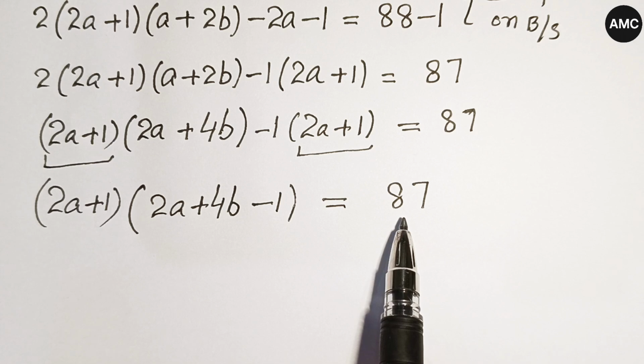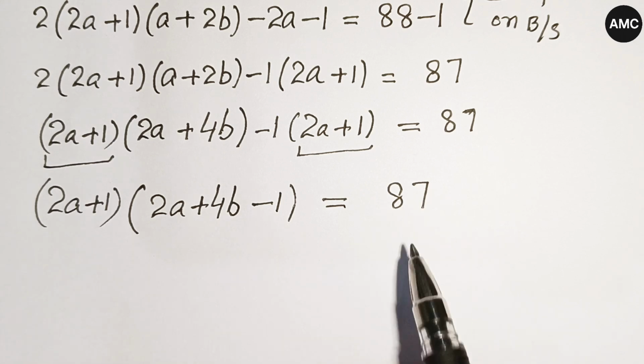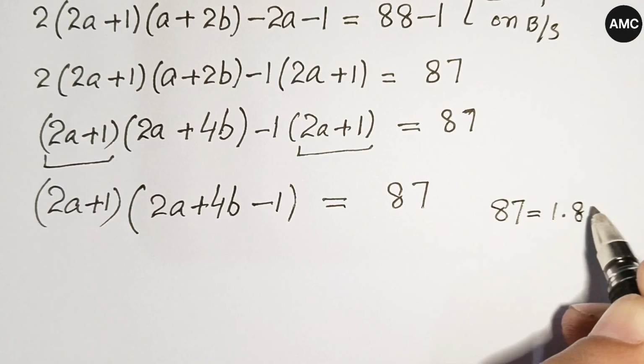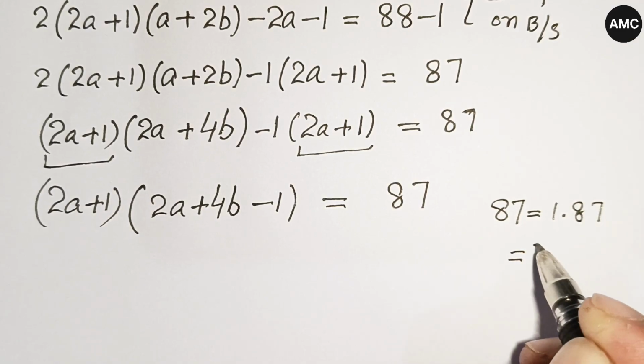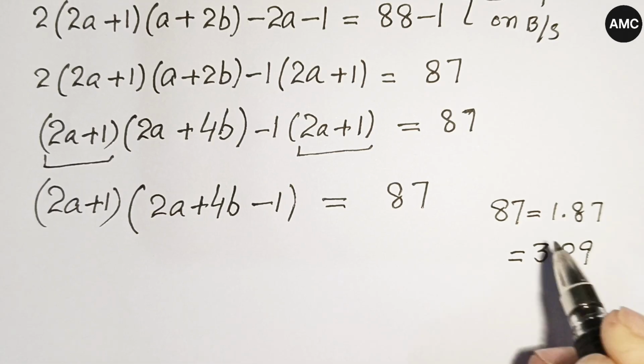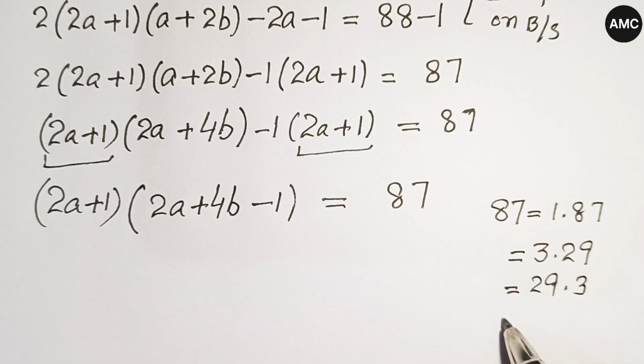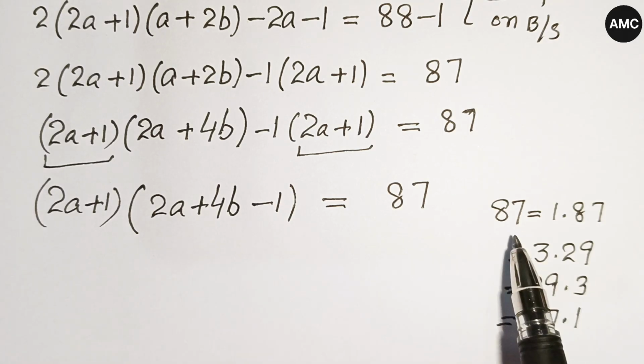Here we see that this 87 can also be factorized: 87 is equal to 1 times 87, and similarly 3 times 29 is equal to 87, and 29 times 3 is equal to 87, and similarly 87 times 1 is 87. These are four cases that give 87.